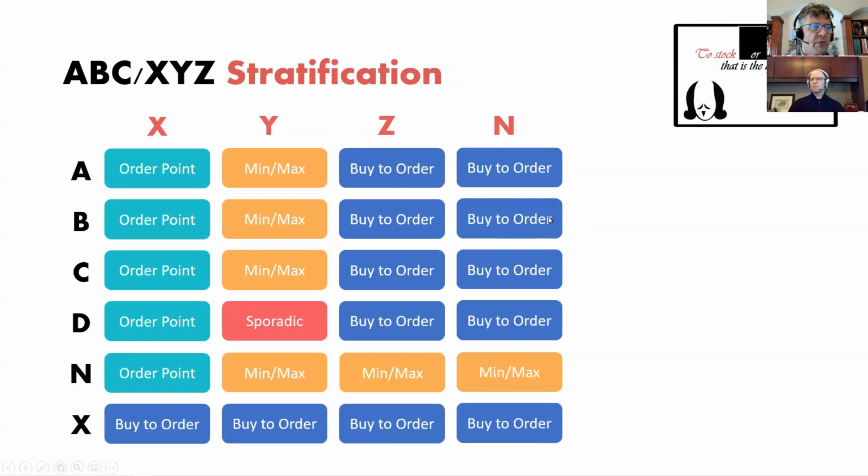And then, of course, the ones that we don't want to stock would get one of the non-stock policies, and buy to order is the most popular one of those, where the only way StockIQ suggests that is if there's a hard sales order in the system to match it to.